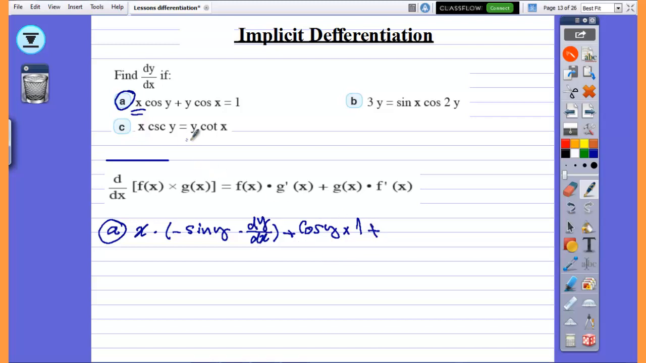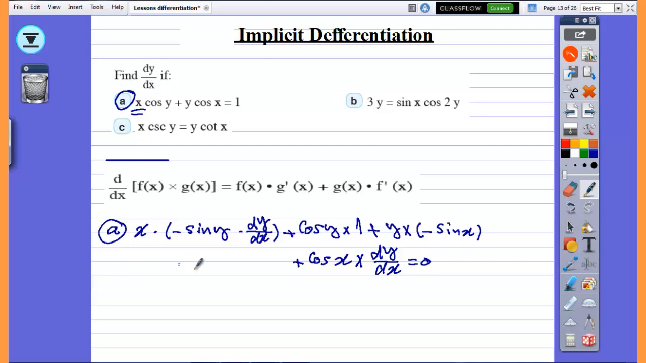plus we have another two functions, the product of two functions, y cos x. So when we make the differentiation, the first function multiplied by the derivative of the second, which equals negative sin x, plus the second function here, cos x, multiplied by the derivative of the first, which equals dy/dx, equals 0. The required here is to find dy/dx.